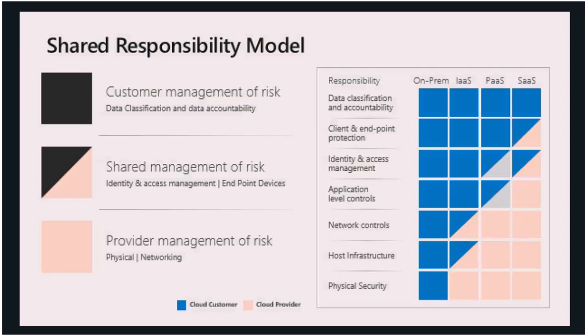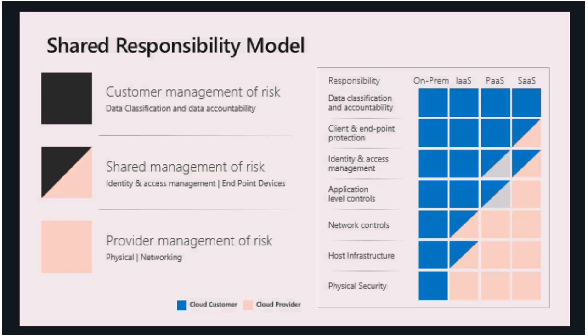And so as we look at these things, the blue being the actual customer management of the risk, and this pink shade being the cloud provider management of risk. If we look at this strategy, when I'm on-prem, everything is your responsibility. As I move to infrastructure as a service, things like classifying data and your client protection and all those things, they're still yours. By the way, they're still yours all the way to the end with software as a service.